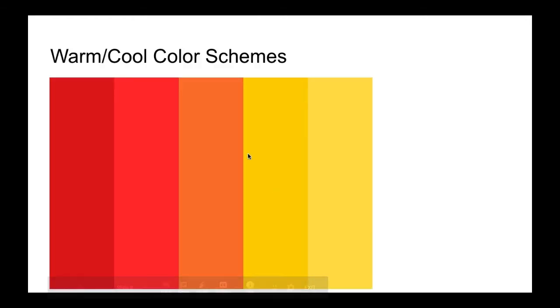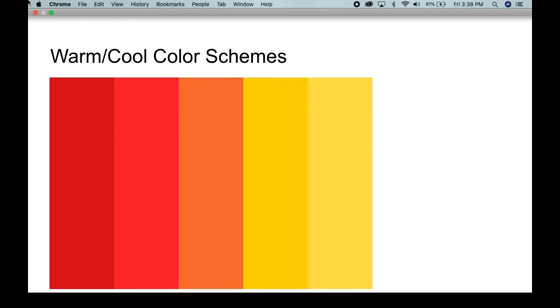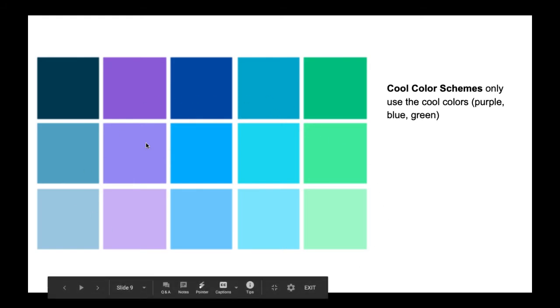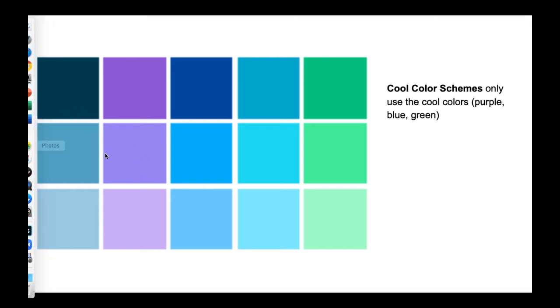So our number 2 color scheme, our next color scheme, is actually kind of 2 color schemes in one, which is warm and cool. So warm color schemes just use the warm colors, so red, orange, and yellow. And cool color schemes just use the cool colors, which are purple, blue, and green. So those are pretty easy, and you're always going to use one or the other. If you use them together, it just becomes a rainbow. So you can have a warm color scheme or a cool color scheme.